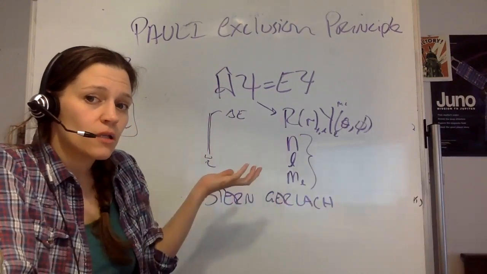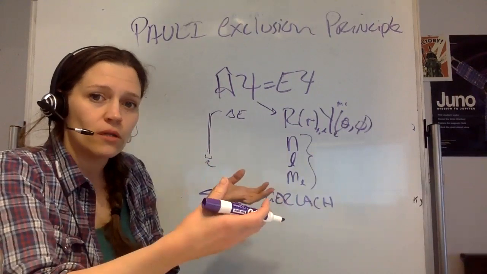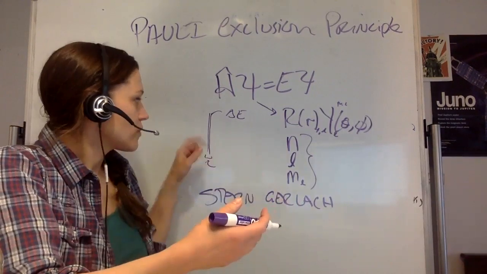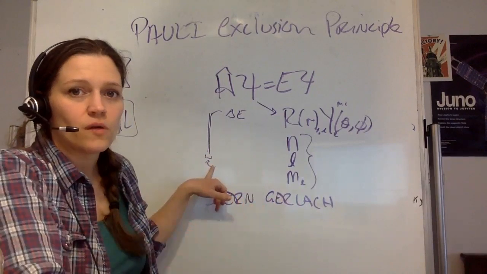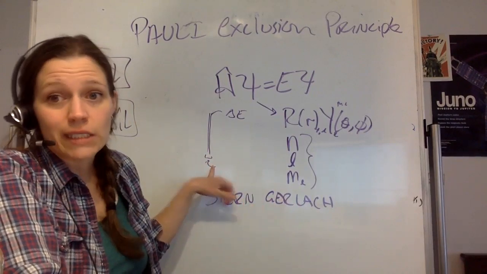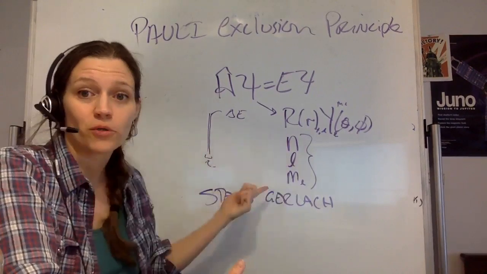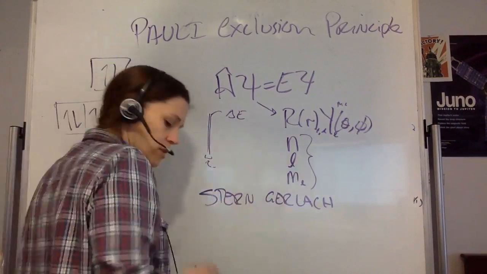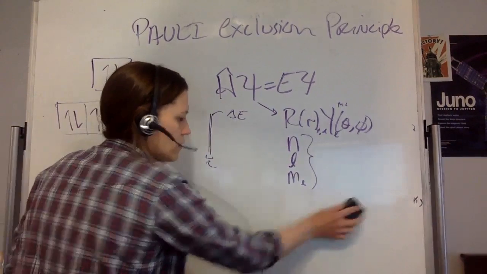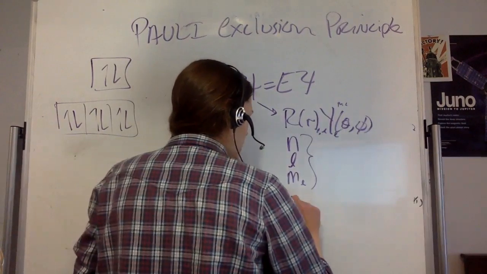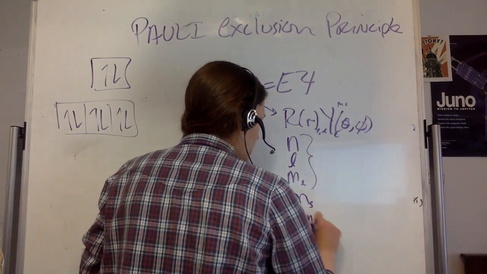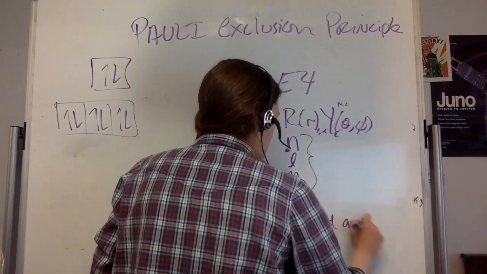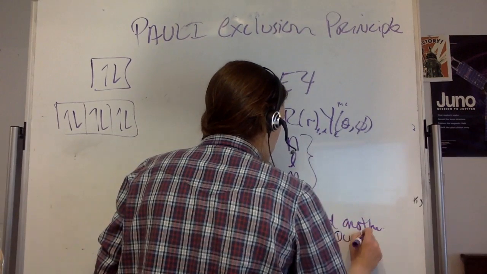So getting Stern-Gerlach's experiment to blend with wave mechanics and to explain some of the nuances of the splitting of the spectral lines, they needed another quantum number to do that.